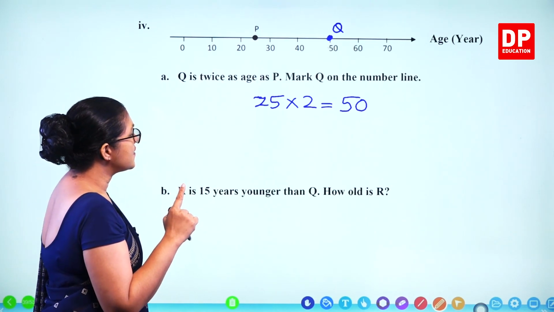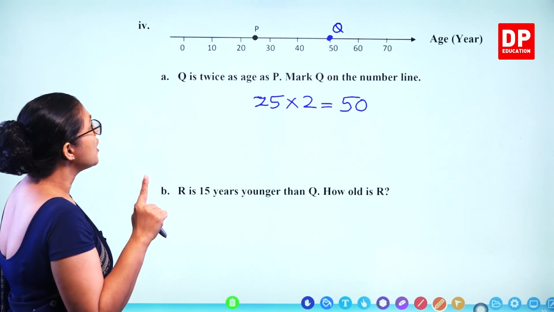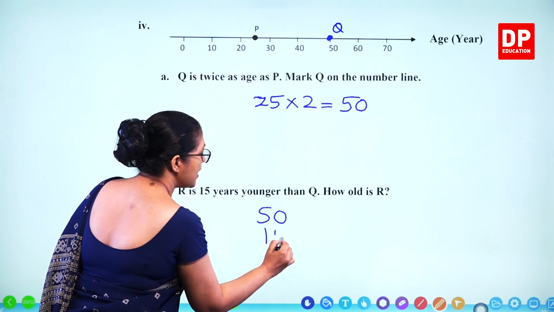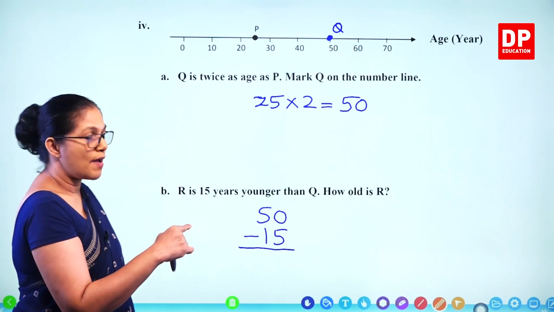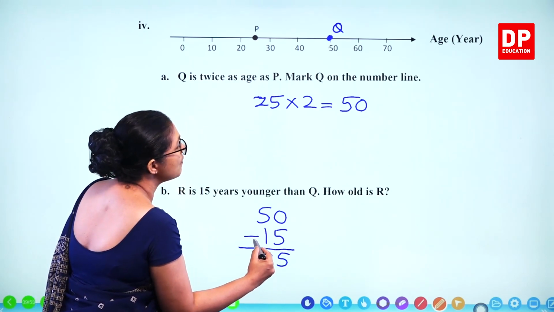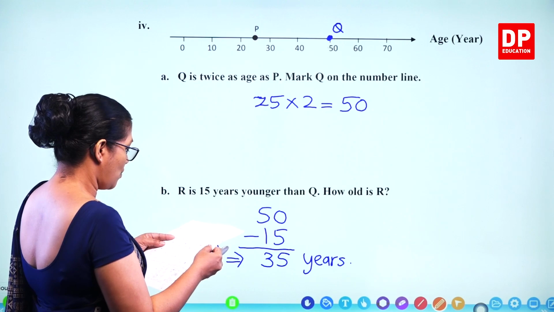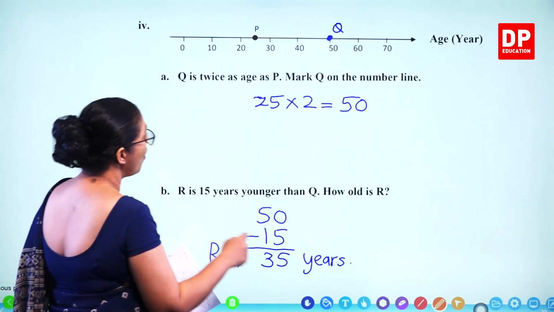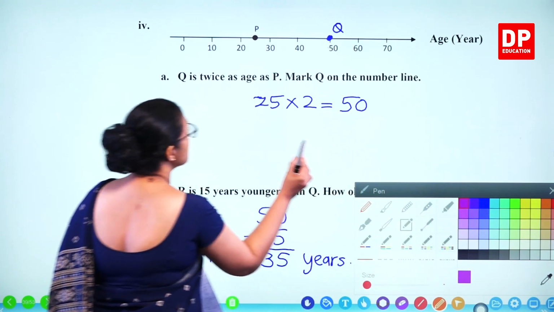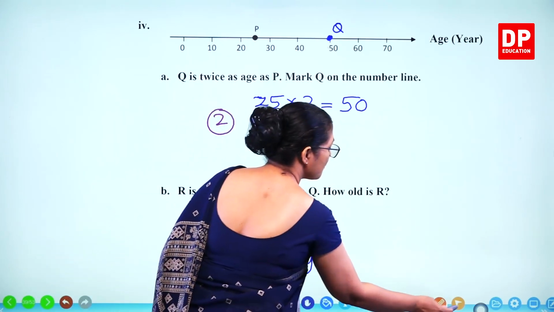R is 15 years younger than Q. How old is R? 15 years younger than Q. Q is 50 minus 15. Younger means you have to subtract 15. 5 and 5, 10. So 2 plus 3. So 35 years is R. Let's give marks. So you get 3 marks for all of these. So that means 2 marks here and 1 mark for this one.